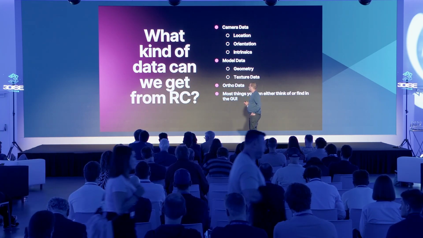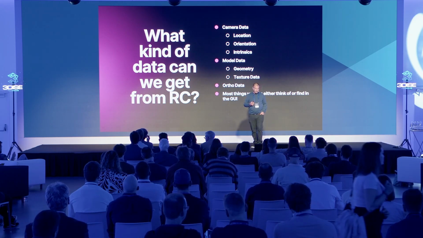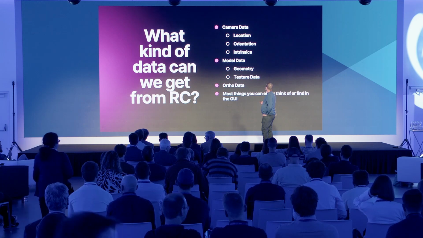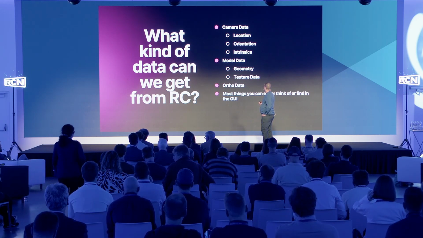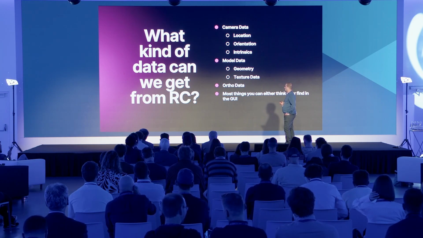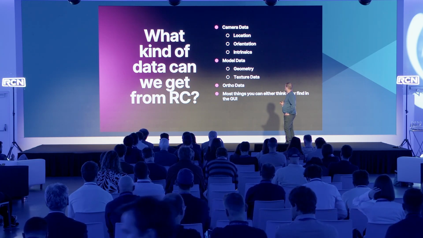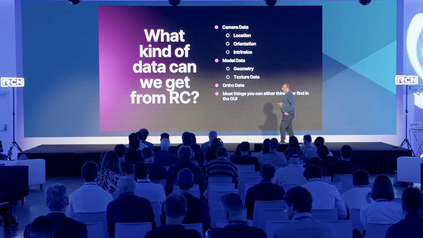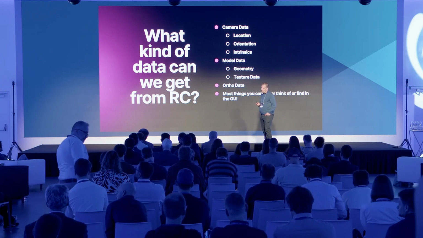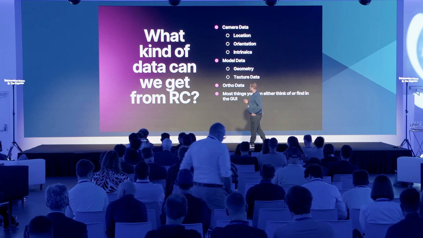Okay, so what kind of data can we get from RealityCapture? These are the basics: camera data, location, orientation, intrinsics, model data, geometry. You can get the number of triangles and stuff like that, and anything about the texture, like how many textures and what detail they're in, orthos, and anything you can see in the GUI, basically.